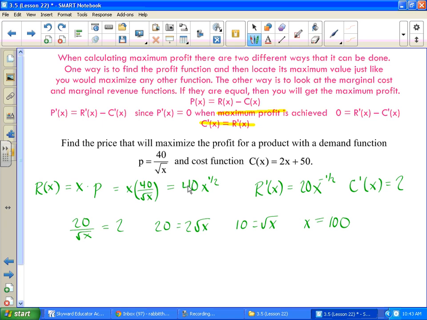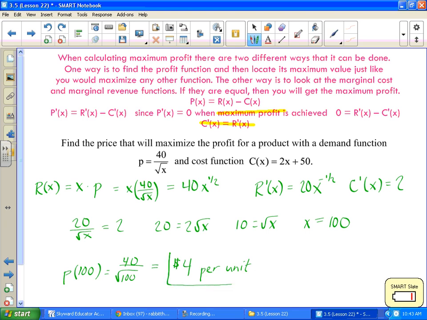So how am I going to solve it? I just plug 100 into there. So I'm going to say P of 100 there. So that would be 40 over square root of 100, which is 4. And what's my label going to be? Dollars, yeah. So it says find the price that will maximize profit. I'm just going to say $4 per unit, or $4 each.